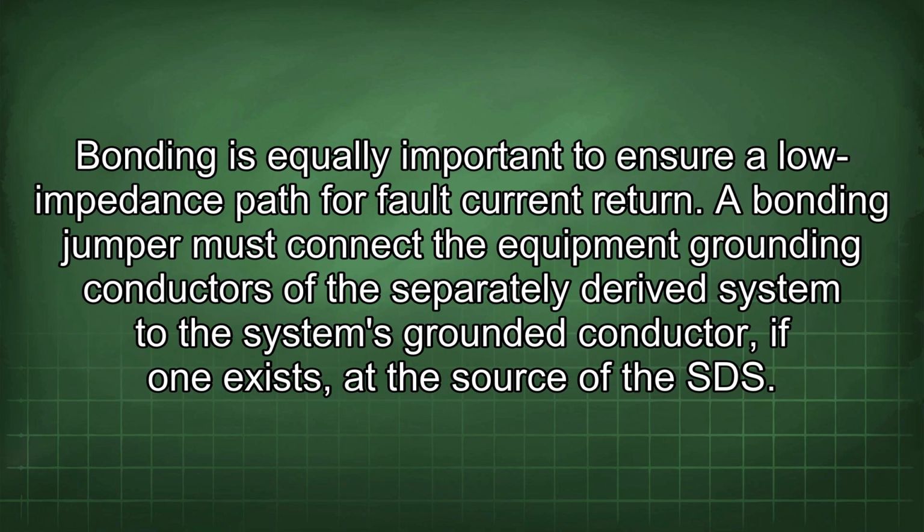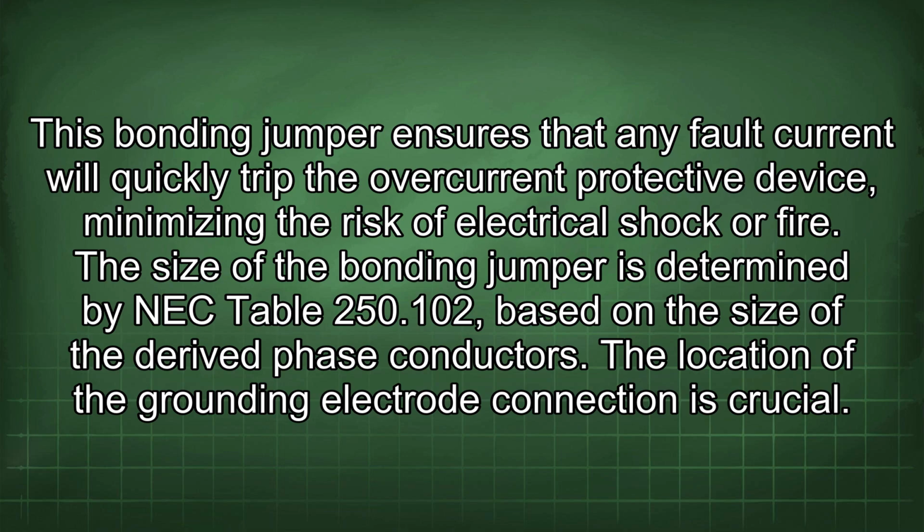Bonding is equally important to ensure a low impedance path for fault current return. A bonding jumper must connect the equipment grounding conductors of the separately derived system to the system's grounded conductor, if one exists, at the source of the SDS. This bonding jumper ensures that any fault current will quickly trip the overcurrent protective device, minimizing the risk of electrical shock or fire. The size of the bonding jumper is determined by NEC Table 250.102, based on the size of the derived phase conductors.